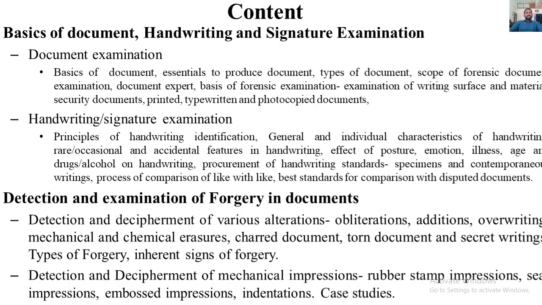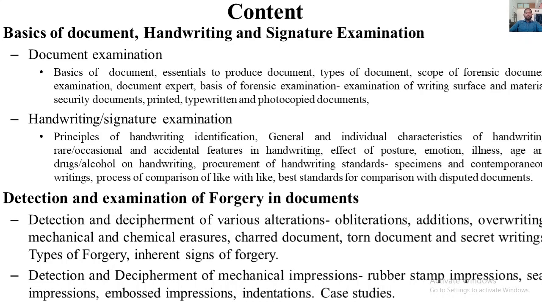So there are specimens and contemporaneous writings. Then also we'll discuss about the process of comparison of like with like, and what are the best standards for comparison with disputed documents. Then we'll discuss about the detection and examination of forgery in documents. So under this title we will be discussing about detection and decipherment of various alterations like obliteration, addition, overwriting, mechanical and chemical erasers and their examination.